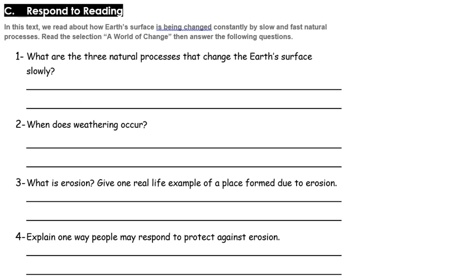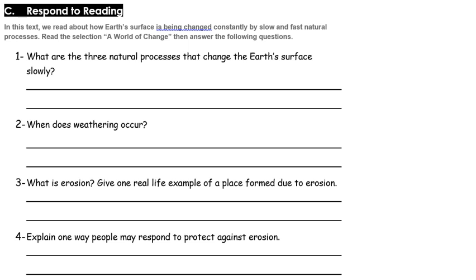Now, part C, respond to reading. In this text, we read about how Earth's surface is being changed constantly by slow and fast natural processes. Read the selection, A World of Change, then answer the following questions. These questions are all based on the text that you have read.